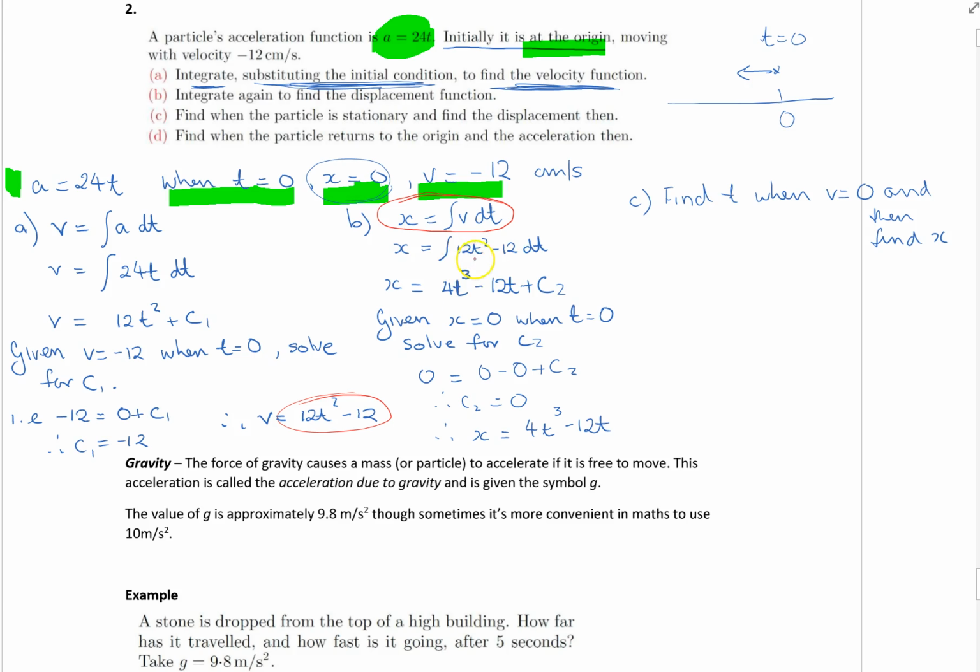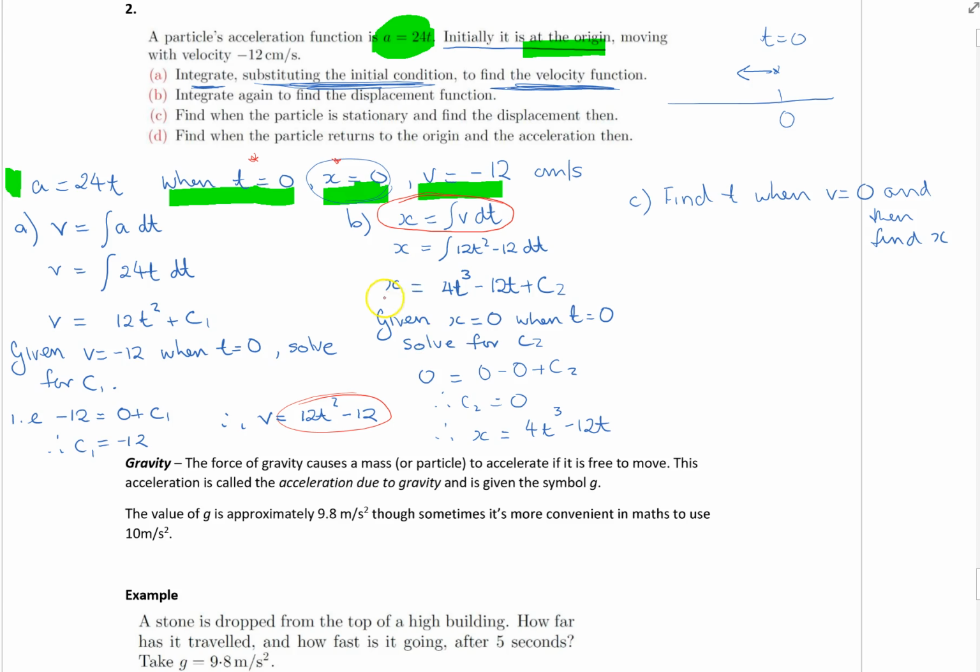And I'm going to integrate, add 1 to the index, divide by the new index, and we'll have a different constant this time. And again, we have to find the value of that constant. So this time, my connection is between displacement and time. What do I know? I know that when time is 0, displacement was also 0. That was given back here. So now I am getting to use that information that was given.